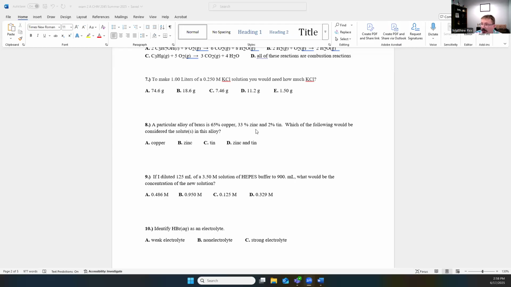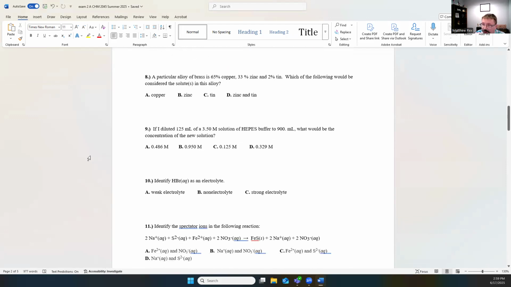All right, a particular alloy has composition of 3 metals. It's 65% copper, 33% zinc, and 2% tin. Which of the following would be considered the solute? So again, it's a mixture. The majority component is the solvent, and the minority component or components are the solutes. So both tin and zinc are the minority components in this case. They would be the solutes, and the copper would be the solvent.